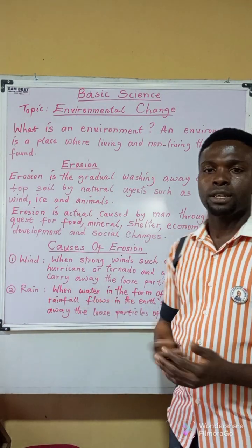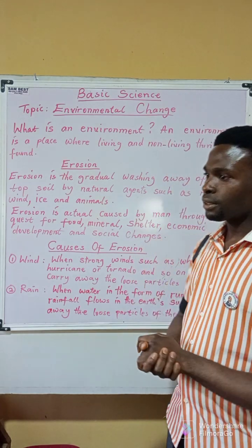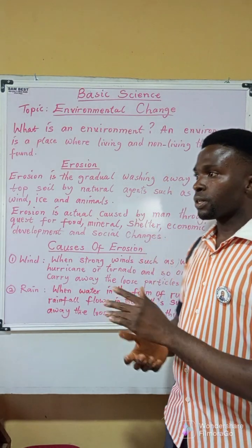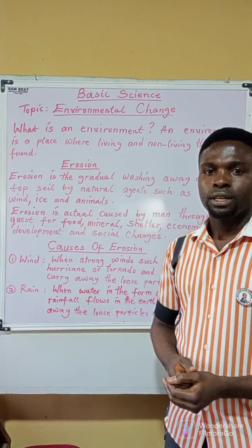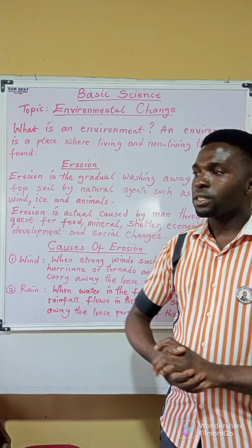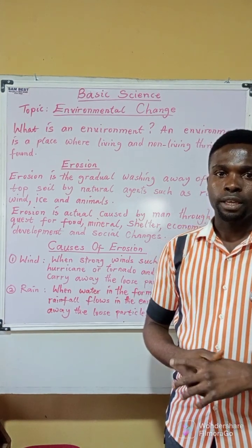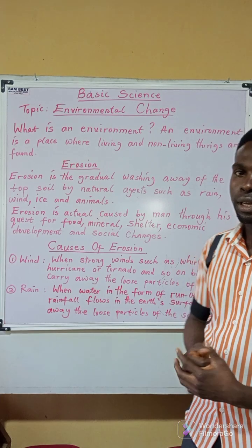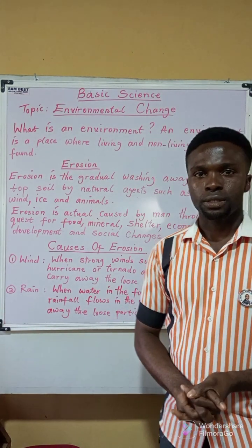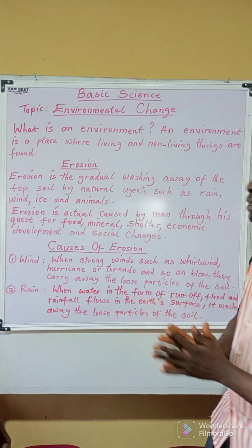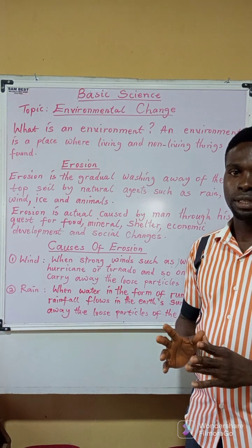Okay, like for instance, animals are living things found in an environment. We also have so many things like the houses and others. Those are not living things, but they are also found in the environment. Is that clear? Now, so many changes occur, or happen, to both living and non-living things.